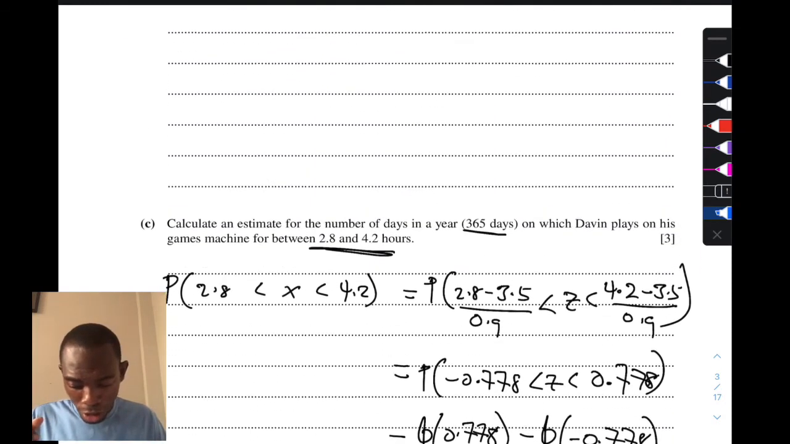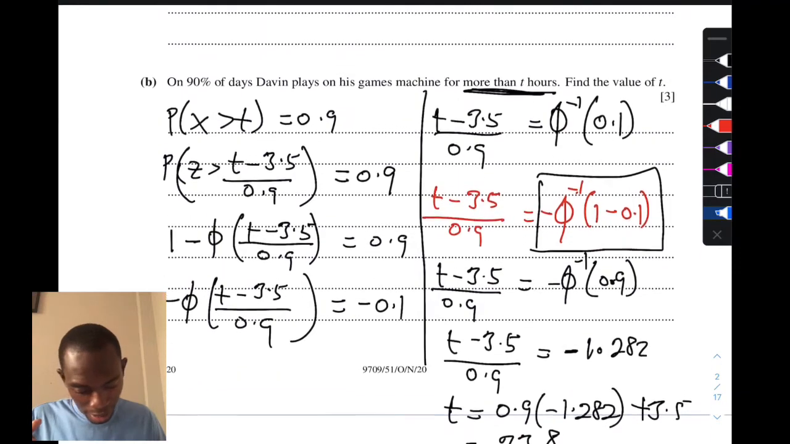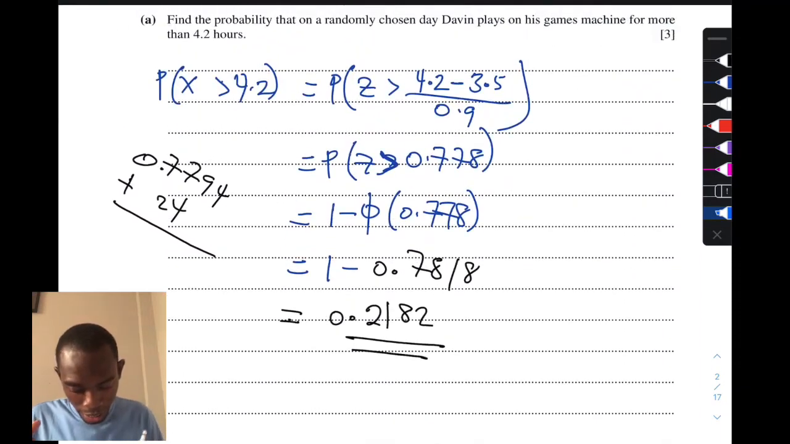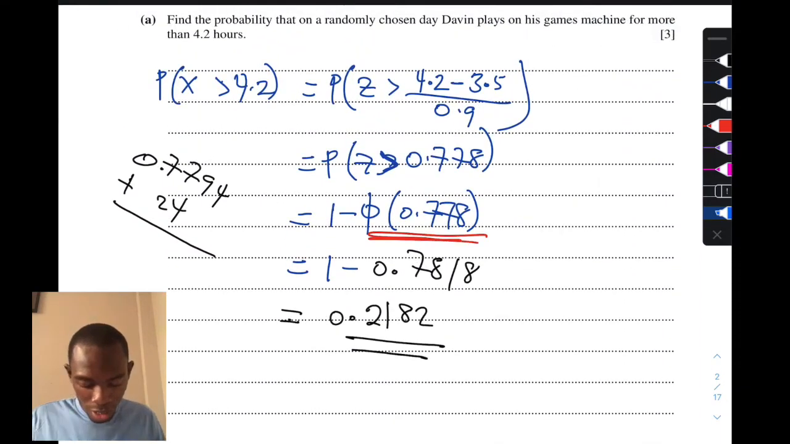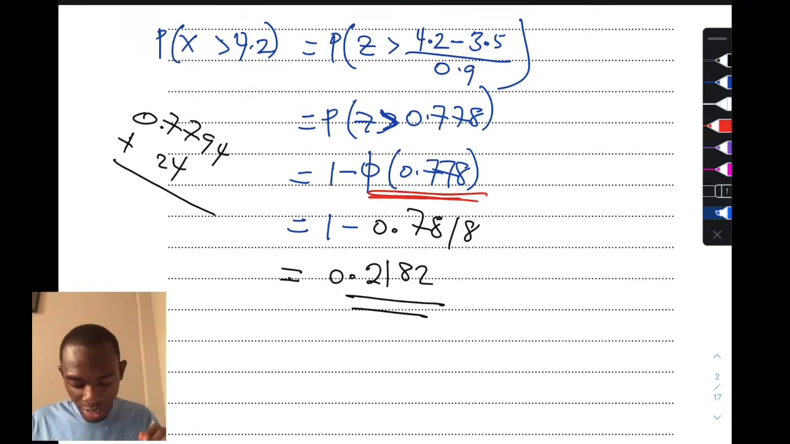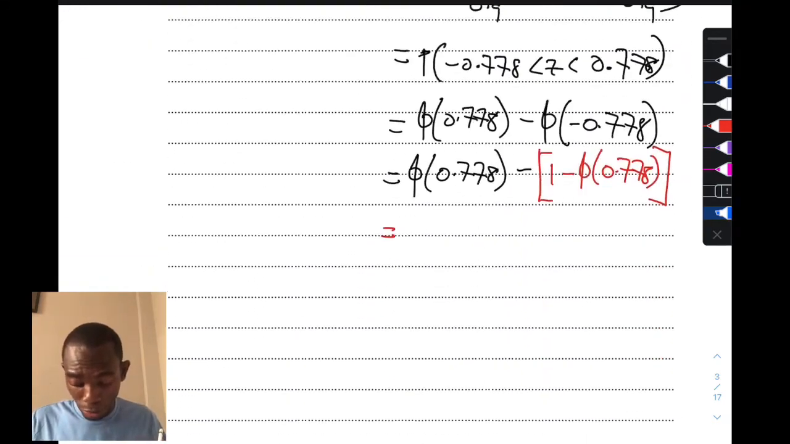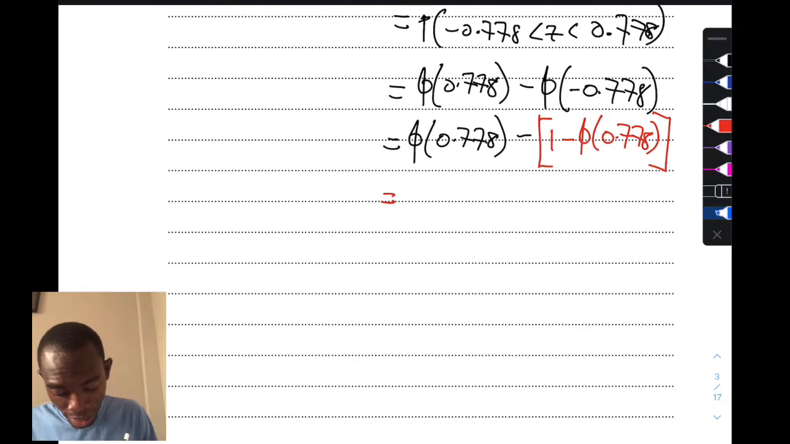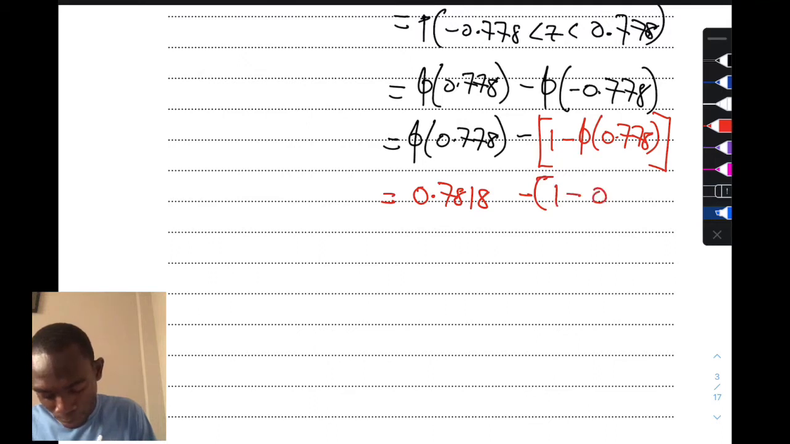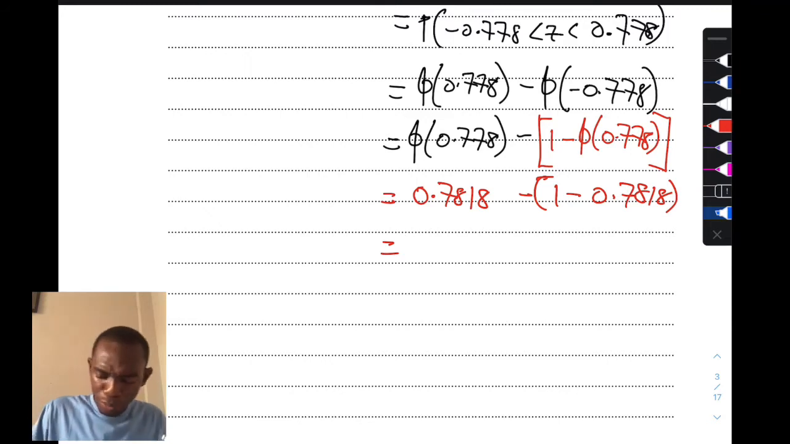Okay. So what you just have to do is go to the z table and read 0.778. I think we have actually looked for 0.778 in one of our calculations. Yes, we did. This is it. So we got 0.7818. So we don't have to go back there. So this is 0.7818 minus, in brackets, 1 minus 0.7818. So you can expand it if you want, or you can just put it on a calculator.